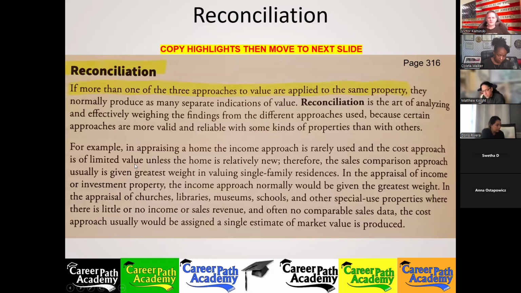Cost approach is of limited value unless the home is relatively new. Therefore, a sales comparison approach is usually given the greatest weight valuing single-family residence. In the appraisal of income or investment property, the income approach normally would be given the greatest weight. And the appraisal of churches, libraries, museums, schools, and other special use properties where there's little or no income and sales revenue, and often no comparable sales to compare it to, the cost approach would be the one that's given the greatest weight. Okay.